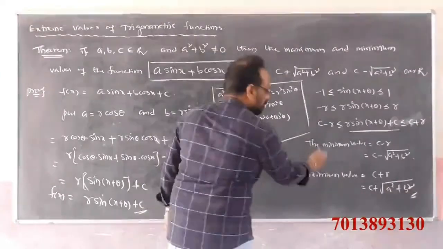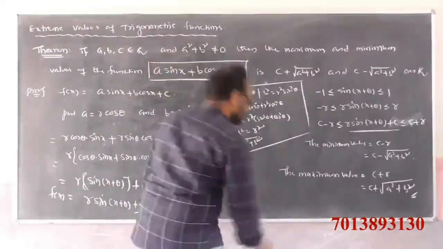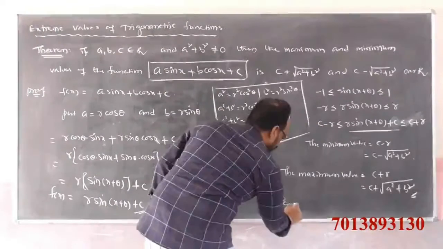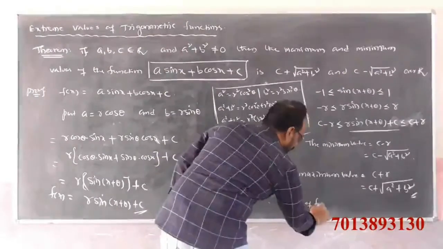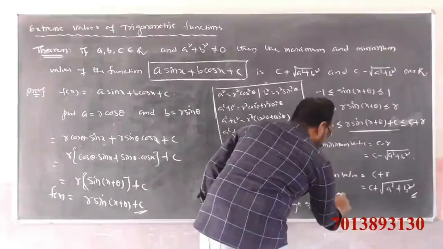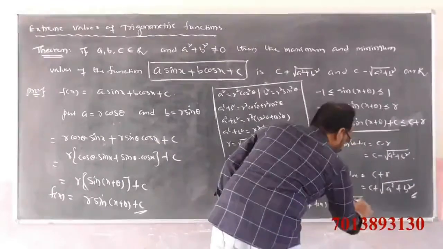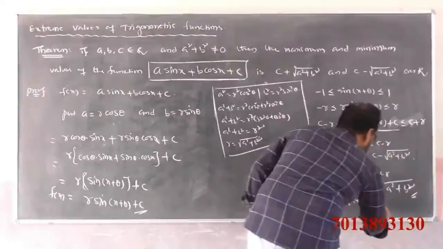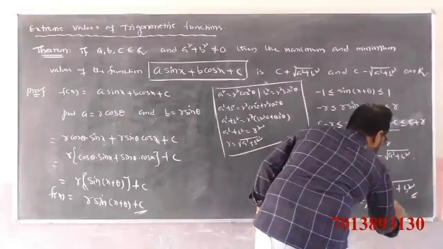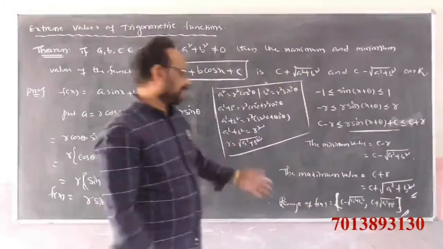By using the minimum and maximum, what is the range of the given function? Therefore, the range of f of x is the closed interval from c minus square root of a square plus b square, comma, c plus square root of a square plus b square.